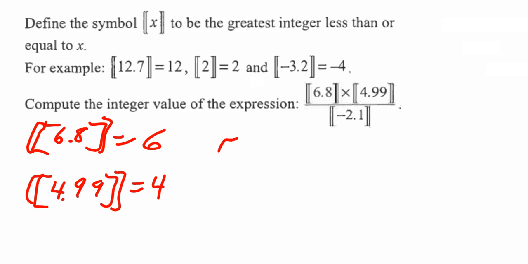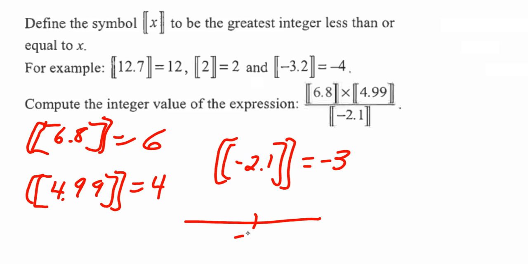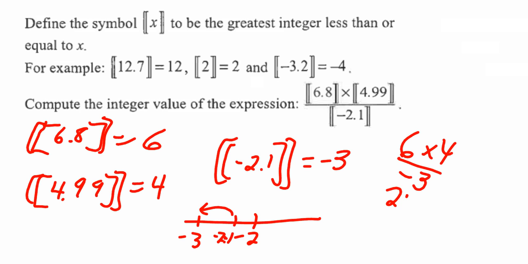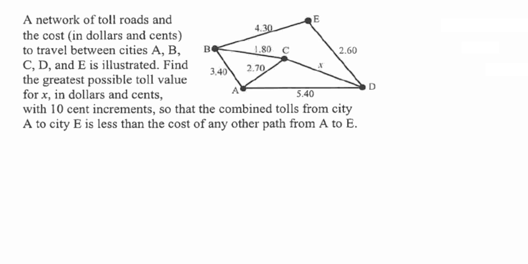be 4. Where it gets a bit tricky is this one here, negative. So the biggest integer that is less than this number, this is where it gets tricky, less than -2 is actually -3. Because if you think of a number line, here's -2, here's -3, here's where -2.1 would be. What's less than that? That way. -3 is the biggest integer that would be less than -2.1. So really all you're doing is 6 times 4 divided by -3, or 24 divided by -3, which simplifies to -8.